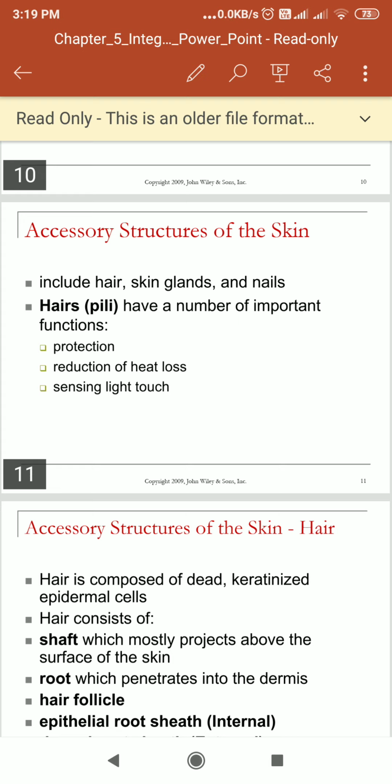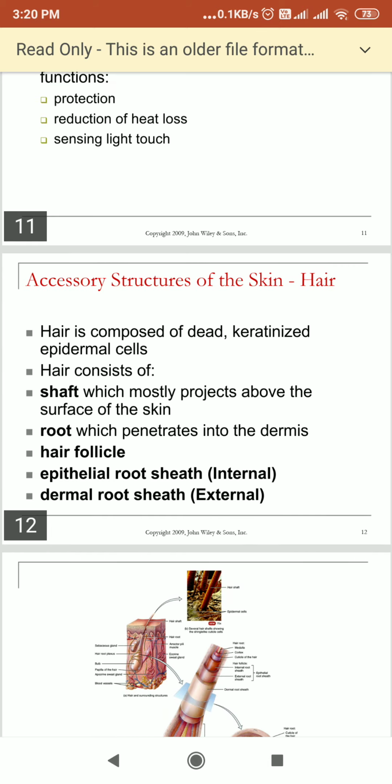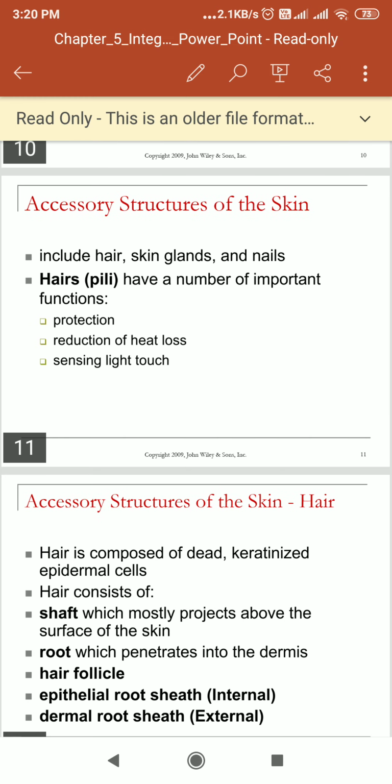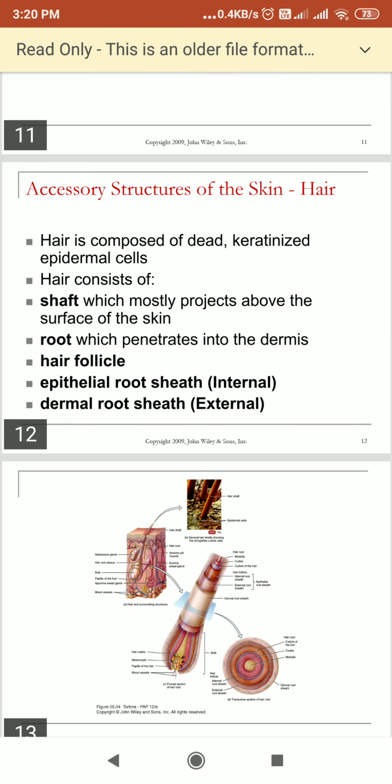Hairs are nothing but the pili. Pili have a number of important functions, such as protection of the skin, reduction of heat loss from the skin, and acting as sensory organs when a predator or harmful animal touches the skin of the animals. These hairs give the sensation to the central nervous system. So all these accessory structures of the skin, like hair, skin glands, and nails, are important structures of the body.